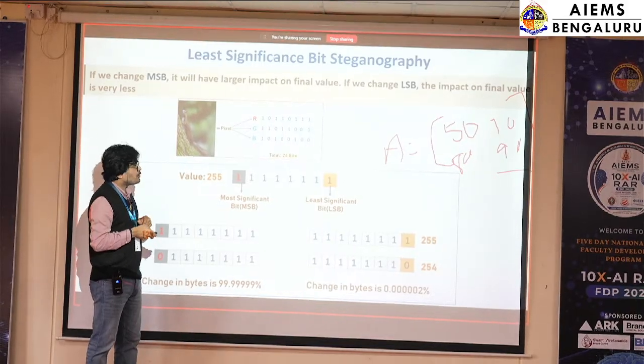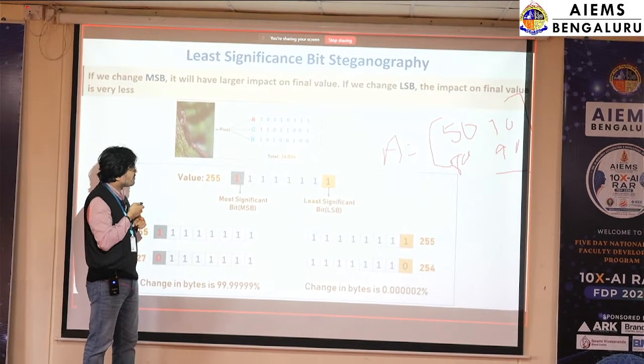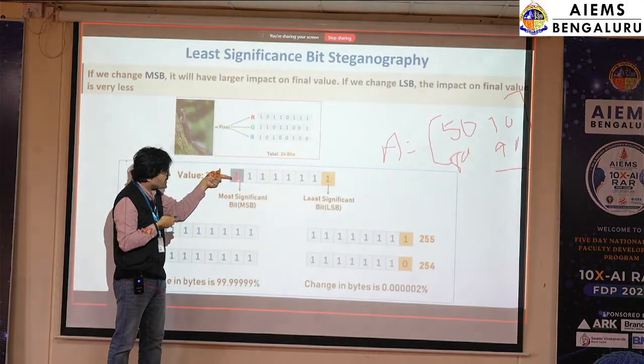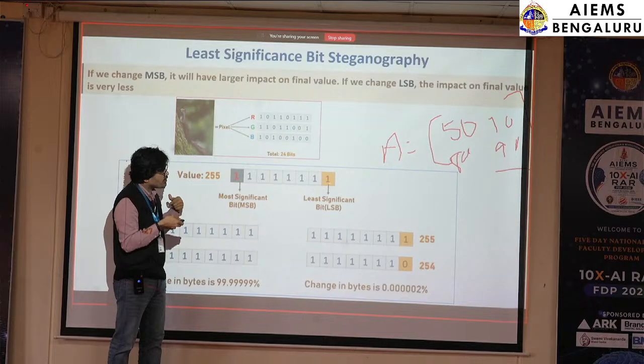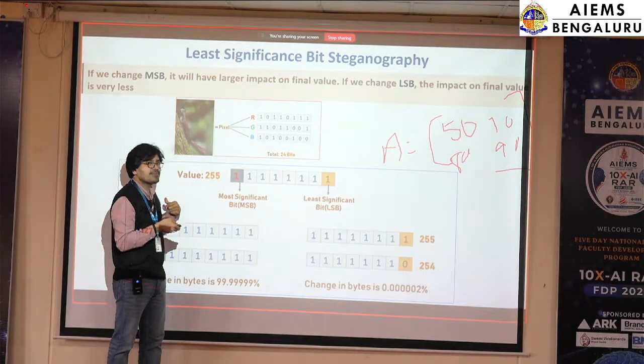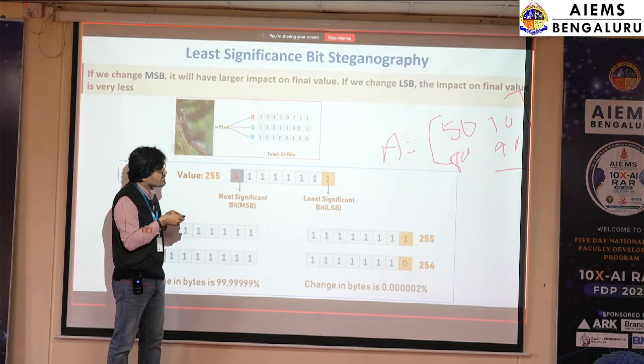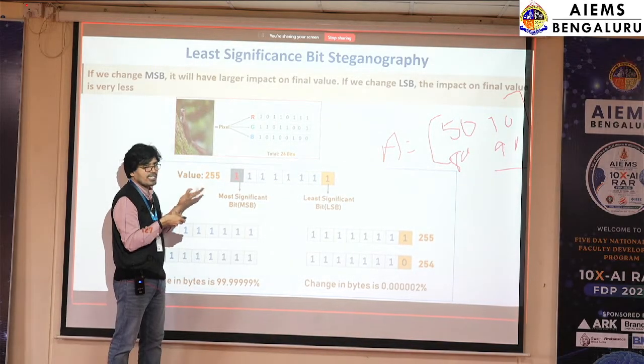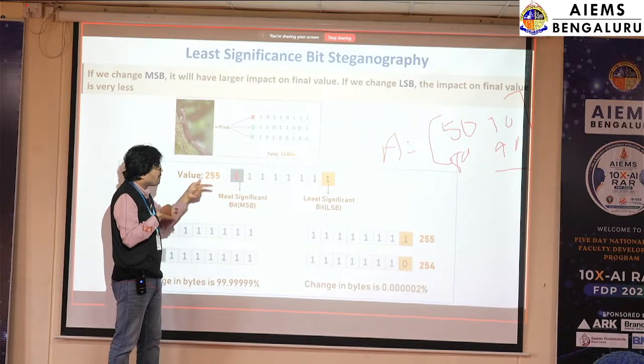Because of that reason, we should be very careful when hiding information inside the image. That's why, as you see here, this is the most significant bit, which we are not trying to disturb. This bit we are trying to disturb. That's why we go for the LSB technique. If you change the 1 to 0, it won't make much difference. Instead of 50, maybe 49 only, and there is no big color variation. But if you disturb the other one, 100% there is a huge color variation.